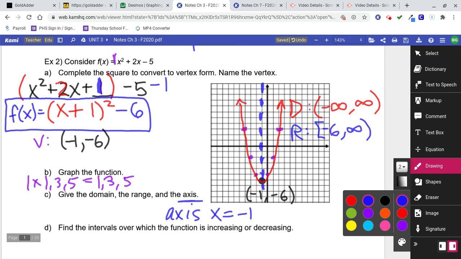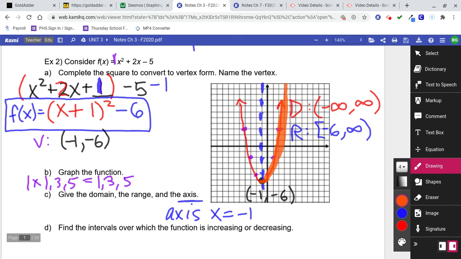D, find the intervals over which the function is increasing or decreasing. A lot of students miss this one, okay? Because you look at the problem and you're like, well, it's increasing right here, right? This is the part of the parabola that's increasing. And so what people do is they'll say, well, it's increasing from -6 to infinity up here. And that's not what they're wanting.